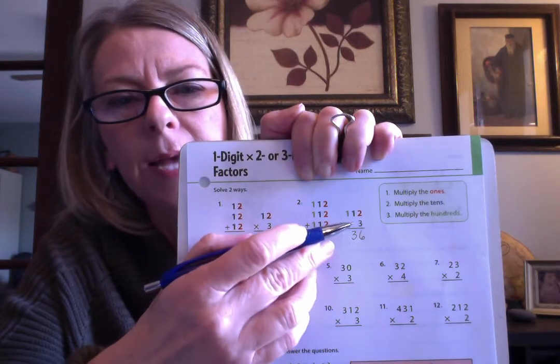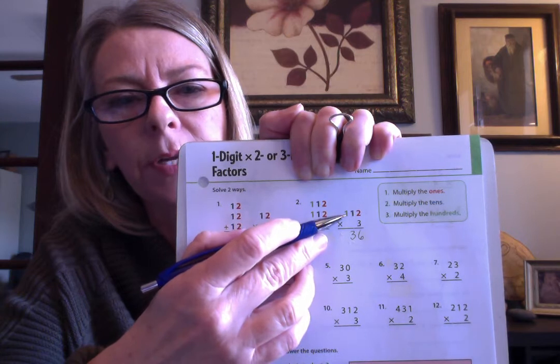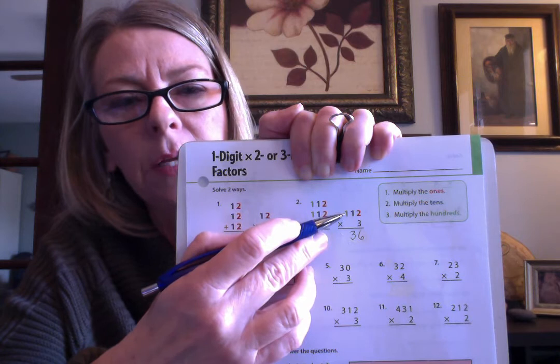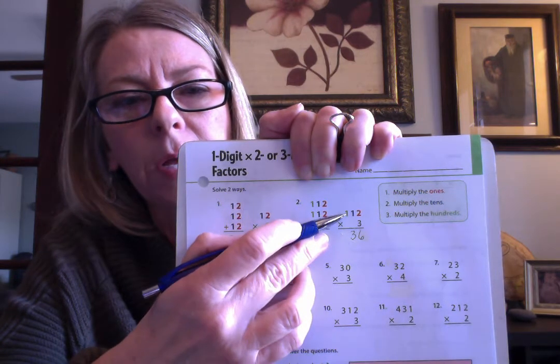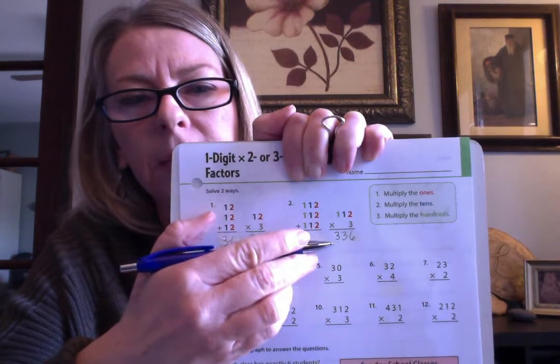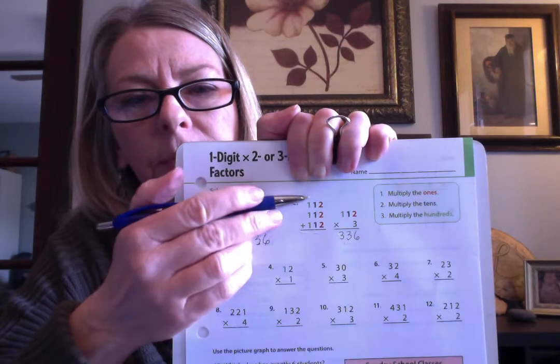Okay, now the last step is to multiply my hundreds over here. So I take my multiplier, 3 times 1 hundred. 3 times 1 equals 3. And since those are hundreds, I put that 3 in the hundreds place. Okay, let's check with our addition.